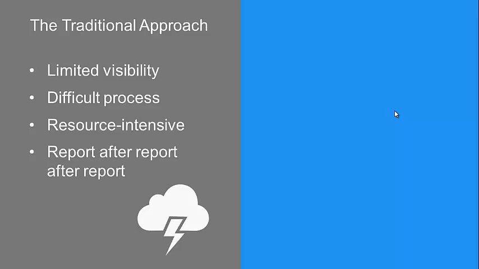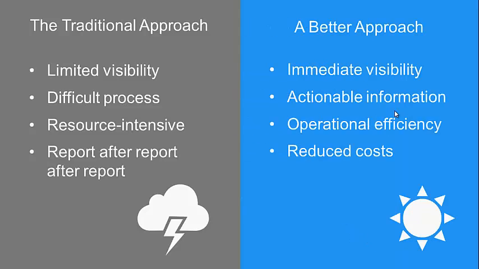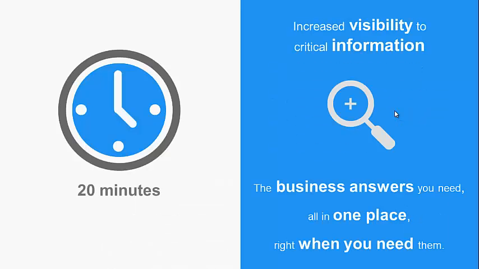So today we'll be looking at how we can help you move away from that traditional approach that tends to give you limited visibility, possibly a difficult process, it's resource intensive, and move you to something where you get immediate visibility with actionable information so that you can really achieve operational efficiencies and reduce costs. Stay with us for about the next 20 minutes and we'll show you how you can really meaningfully and quickly increase your visibility to the critical information that will help move your operations forward.